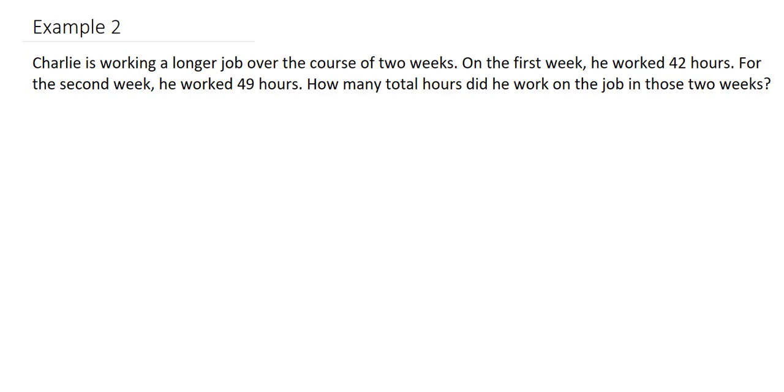Example 2. Charlie is working a longer job over the course of 2 weeks. On the first week, he worked 42 hours. For the second week, he worked 49 hours. How many total hours did he work on the job in those 2 weeks? So, our first thing we need to do is line up our numbers. So we have 49 and this 42.